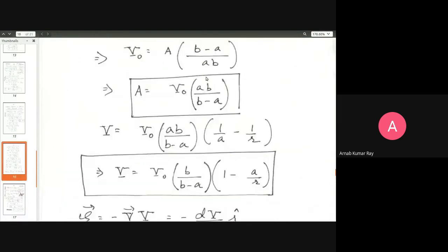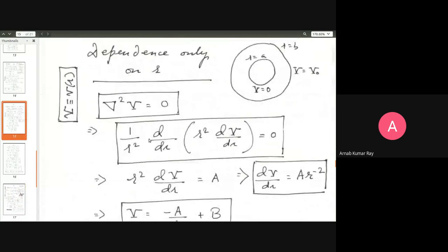That is what we have kept over here. 1 upon r squared d/dr of r squared dV/dr is equal to 0. This is something we discussed also in one of the previous cases. And in fact, this is the most important case in the spherical polar system, because we shall be working with electrostatic fields, and electrostatic fields have only the radial dependence, not the theta and phi dependence. And so if you want to solve Laplace's equation for a static distribution of charges, this is the operator that you shall have to use.